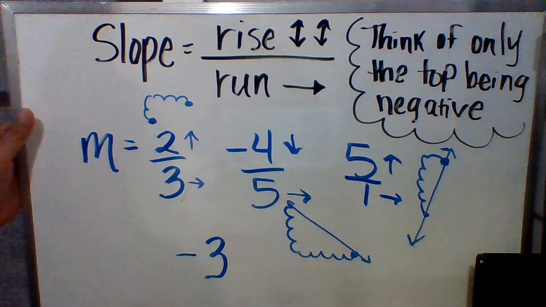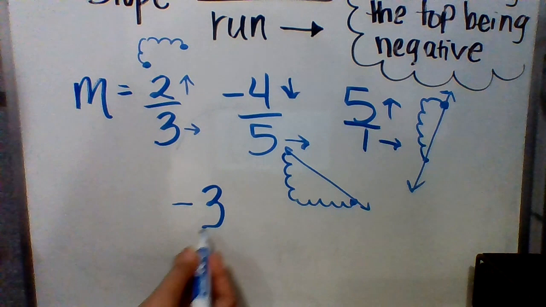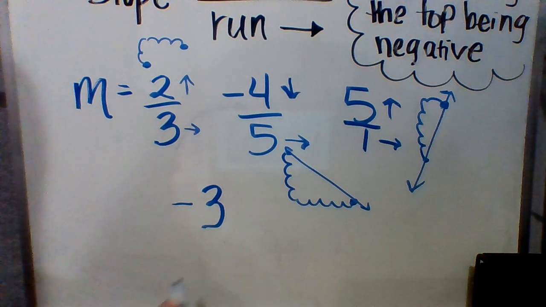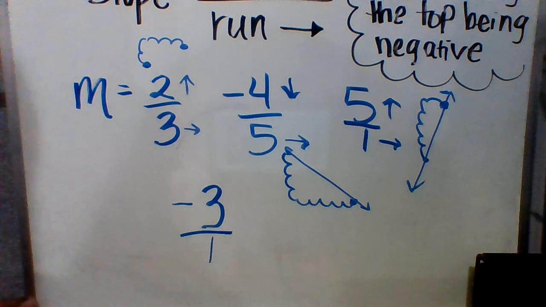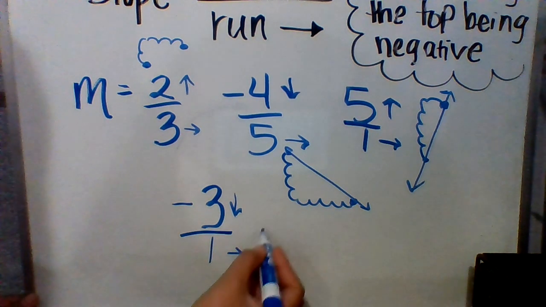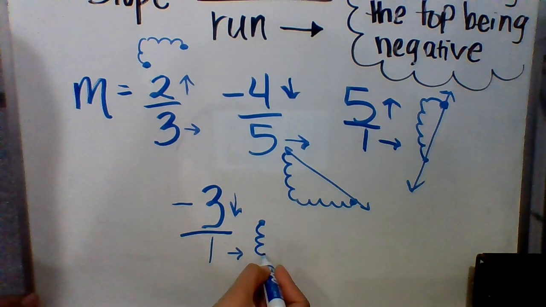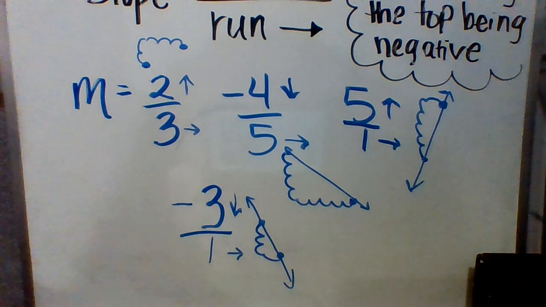Okay, last one, -3. This slope is, again, not a fraction. You need to make it a fraction. How do you do that? By putting a 1 underneath. This slope is telling you to go down 3 and over 1. Down 3 and over 1. That's how that slope is telling you to move.